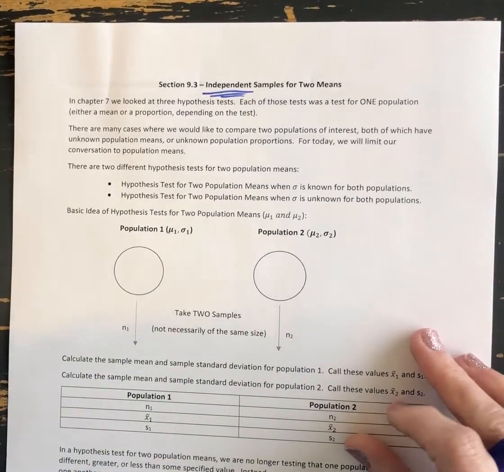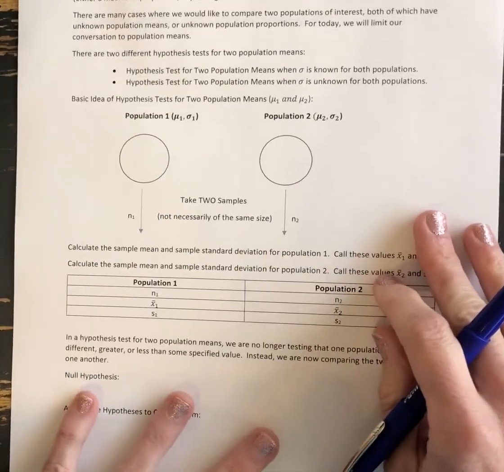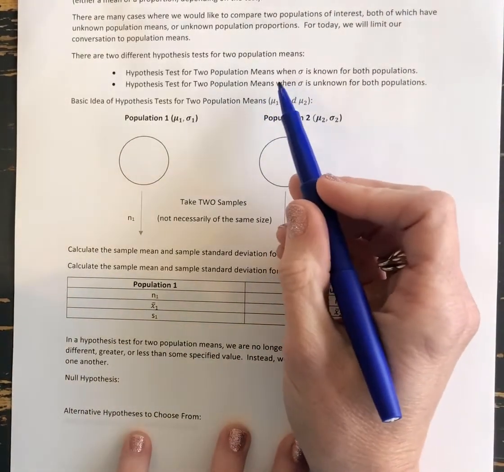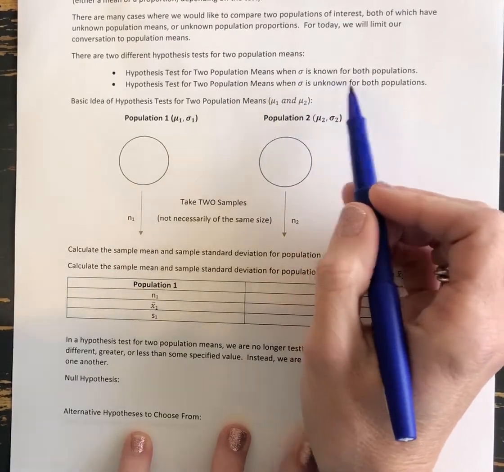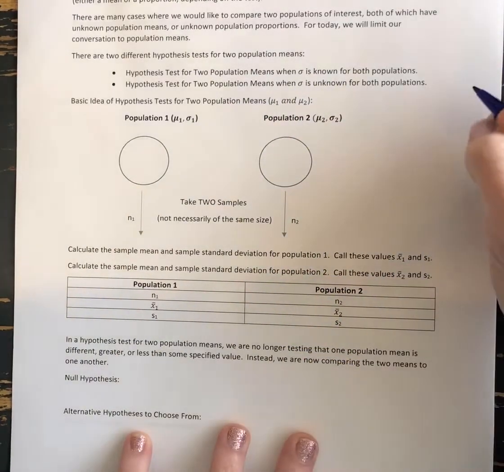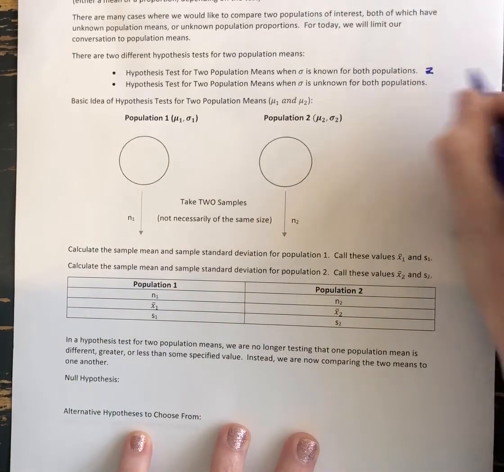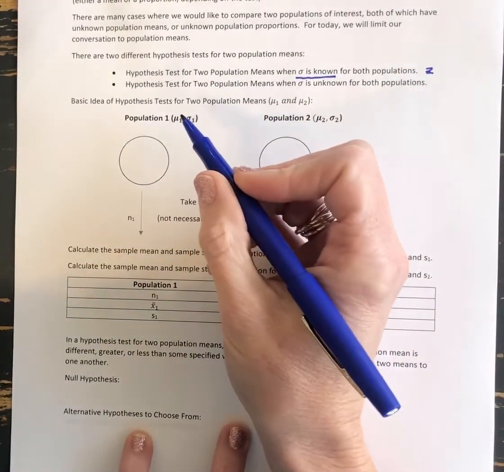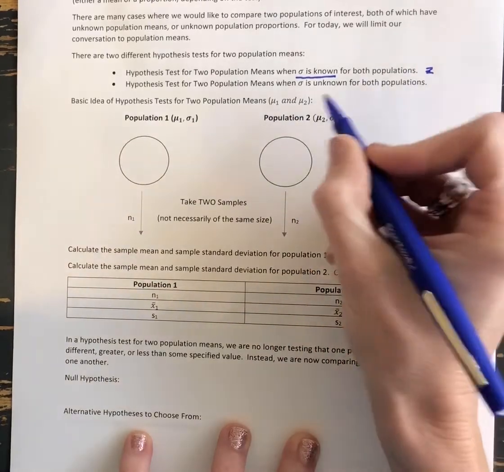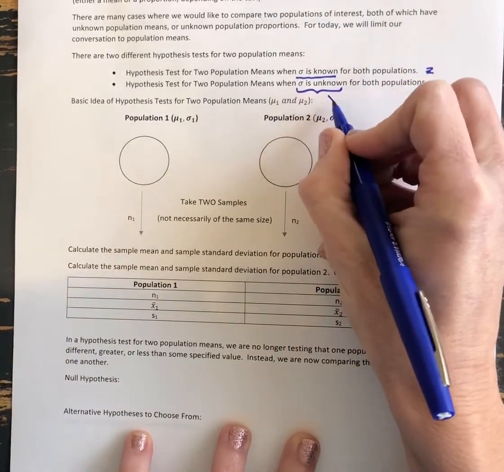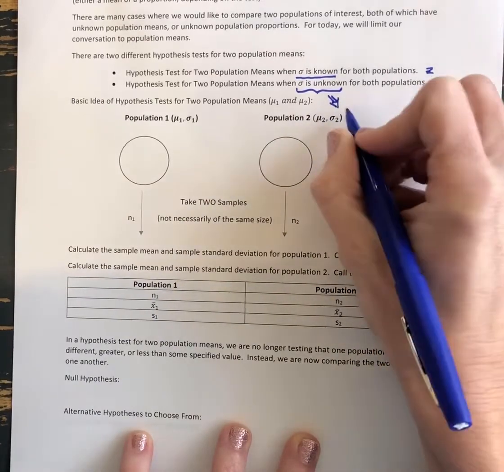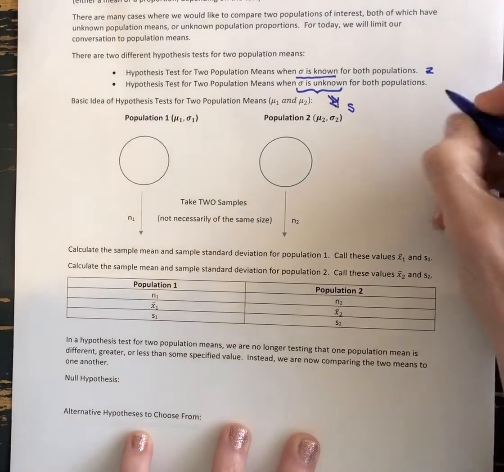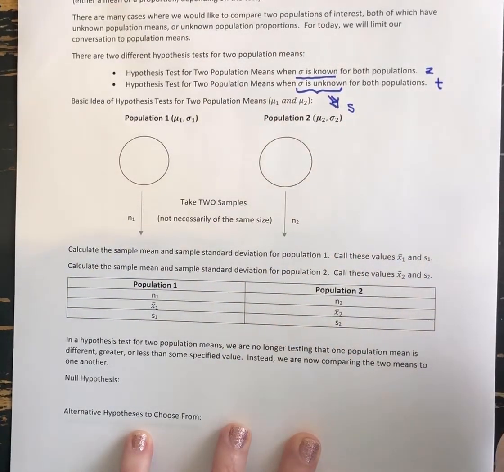Okay, and so if we get going here with the basic setup, we have a hypothesis test for two population means when sigma is known for both populations, and hopefully it should be expected that that will end up being a z-test statistic since sigma is known. And then we're also going to look at a hypothesis test for two population means when sigma is unknown, and when sigma is unknown, we're going to use the sample standard deviation of each population for our estimates, and we're going to have a t-test statistic.